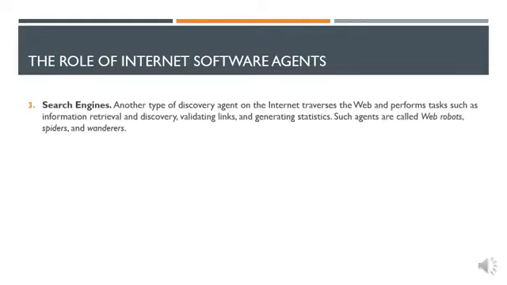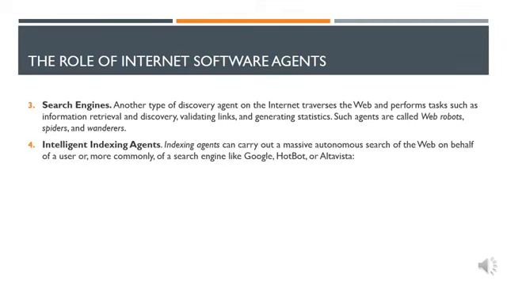Number 3, search engines. Another type of discovery agent on the internet traverses the web and performs tasks such as information retrieval and discovery, validating links, and generating statistics. Such agents are called web robots, spiders, and wanderers.